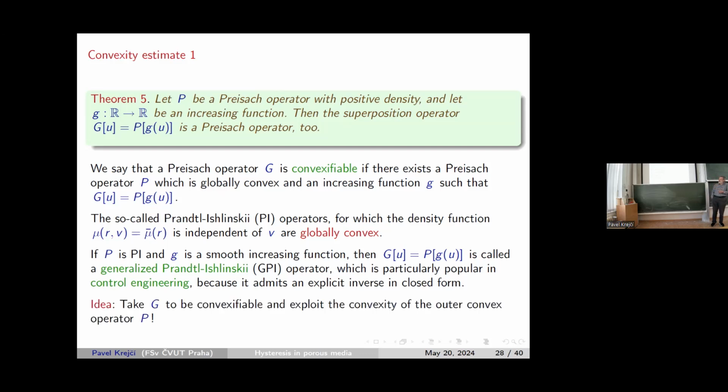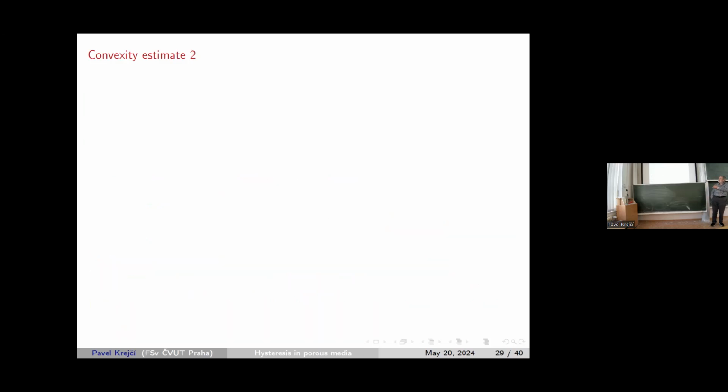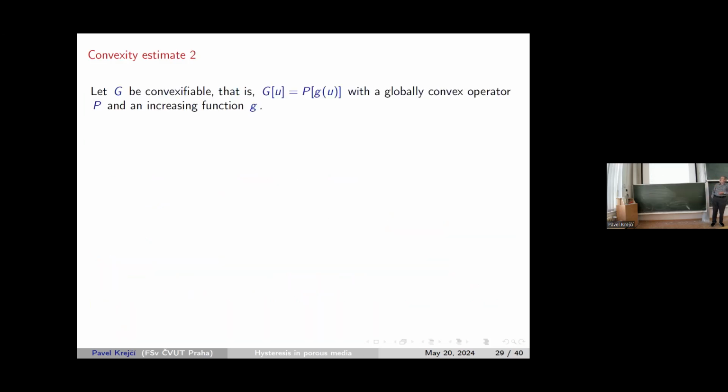And now, this will be the idea. We take G convexifiable and exploit the convexity of the convex operator. Now, convexity. G is convexifiable: capital G is P of small g, and P is globally convex, and g is an increasing function.